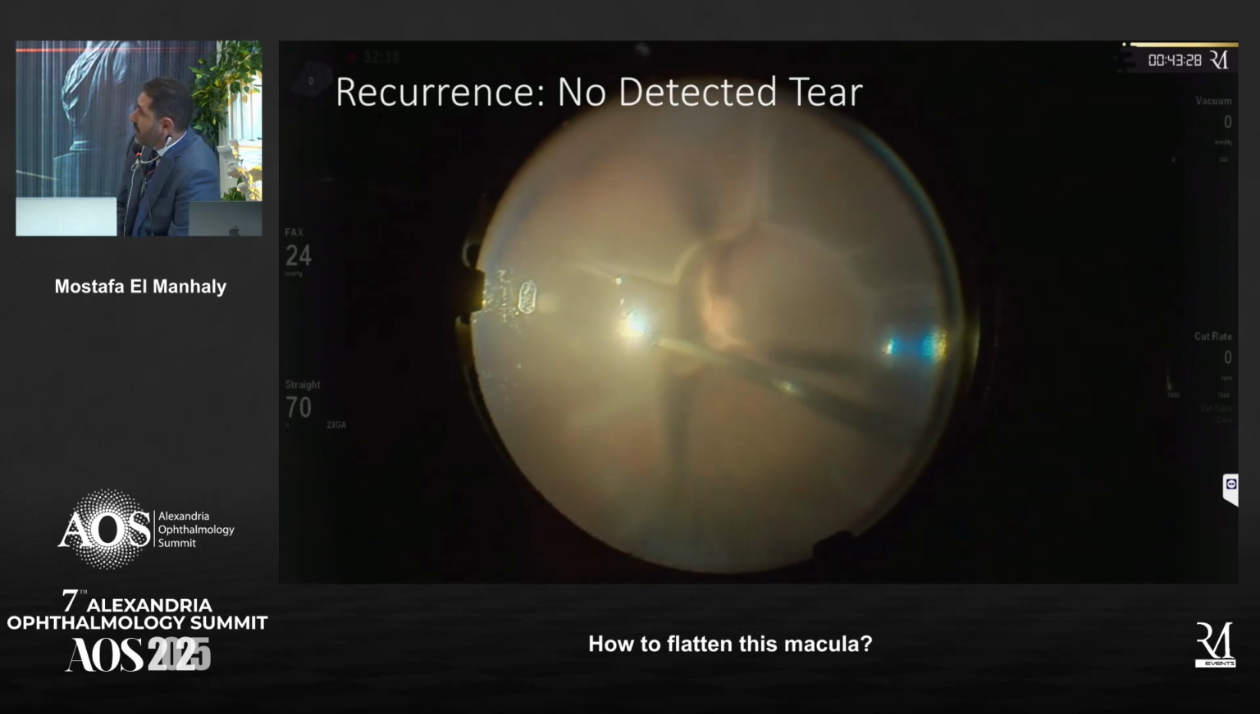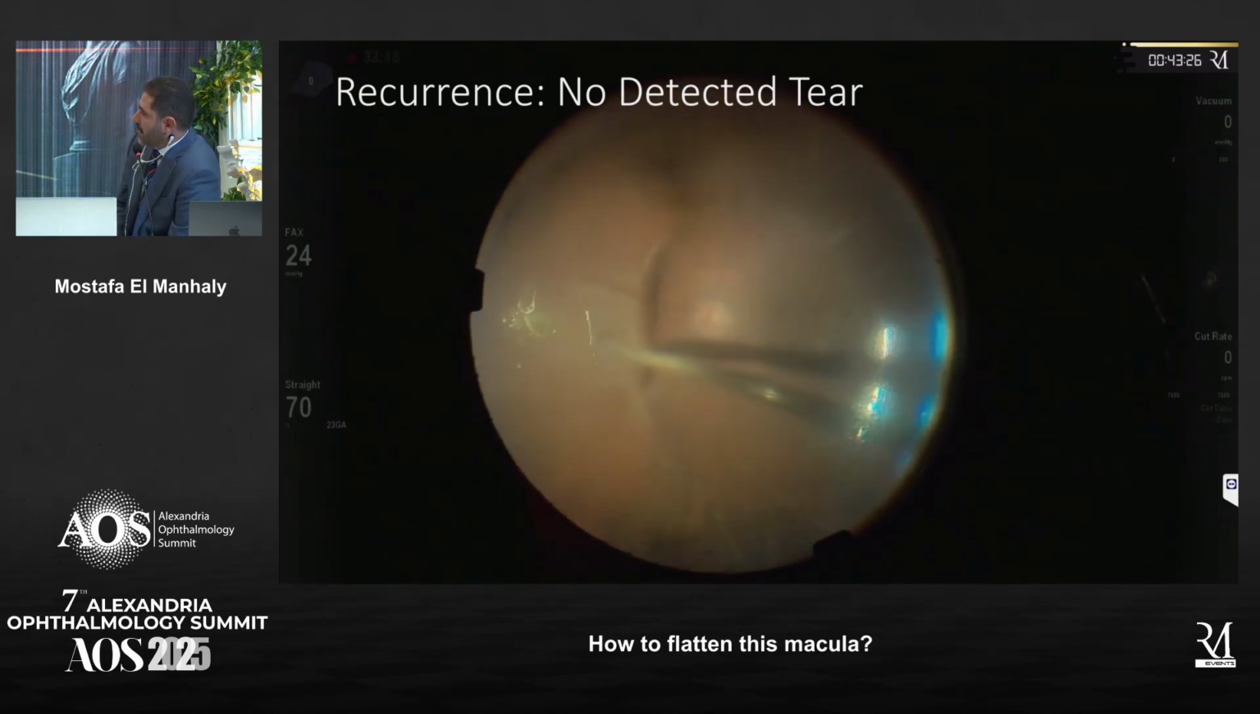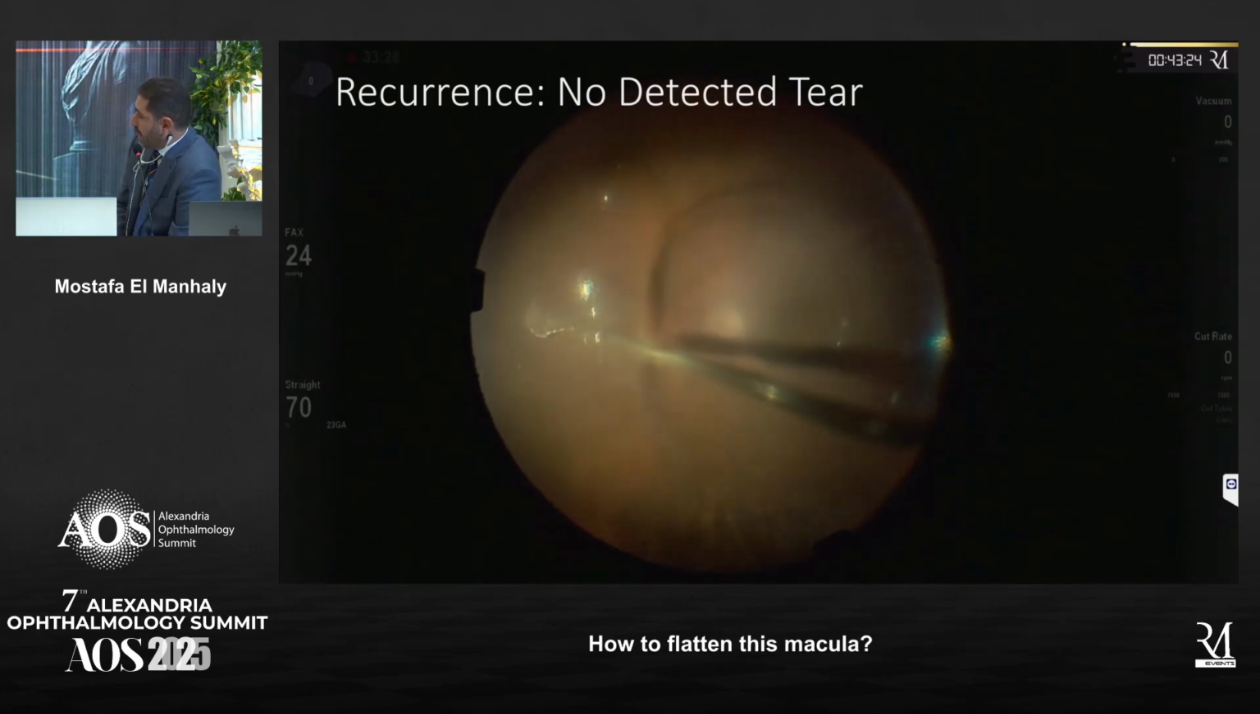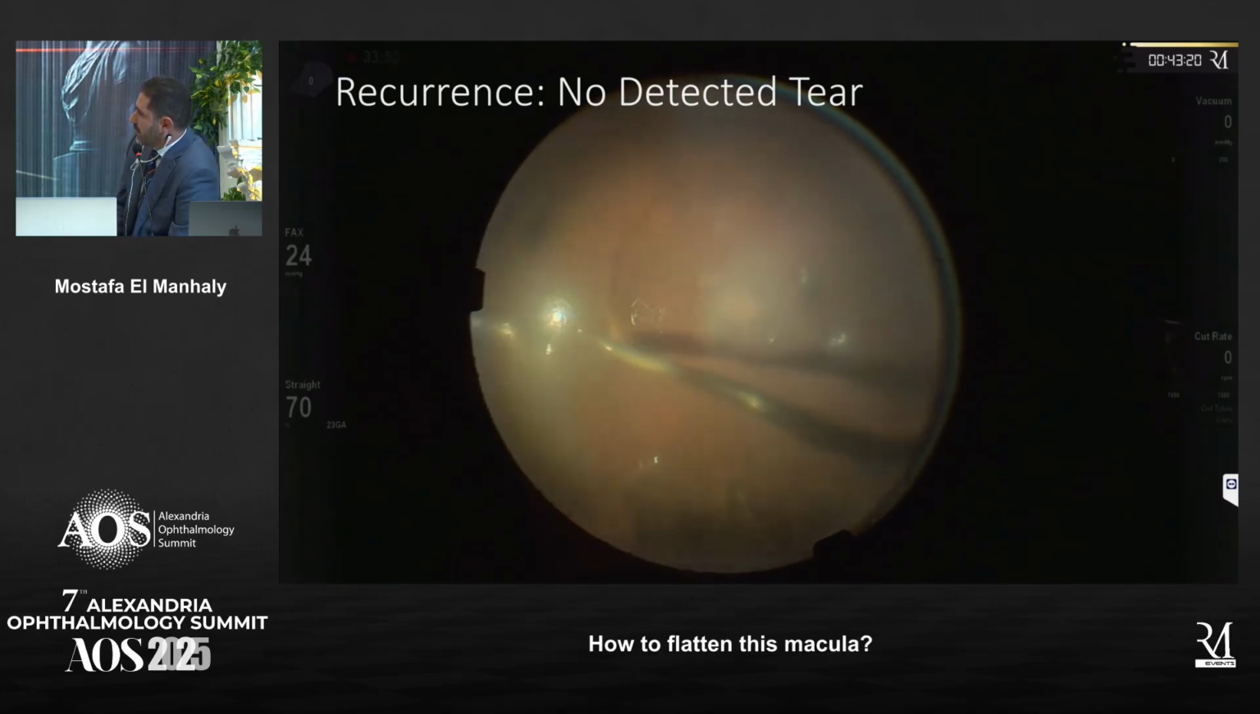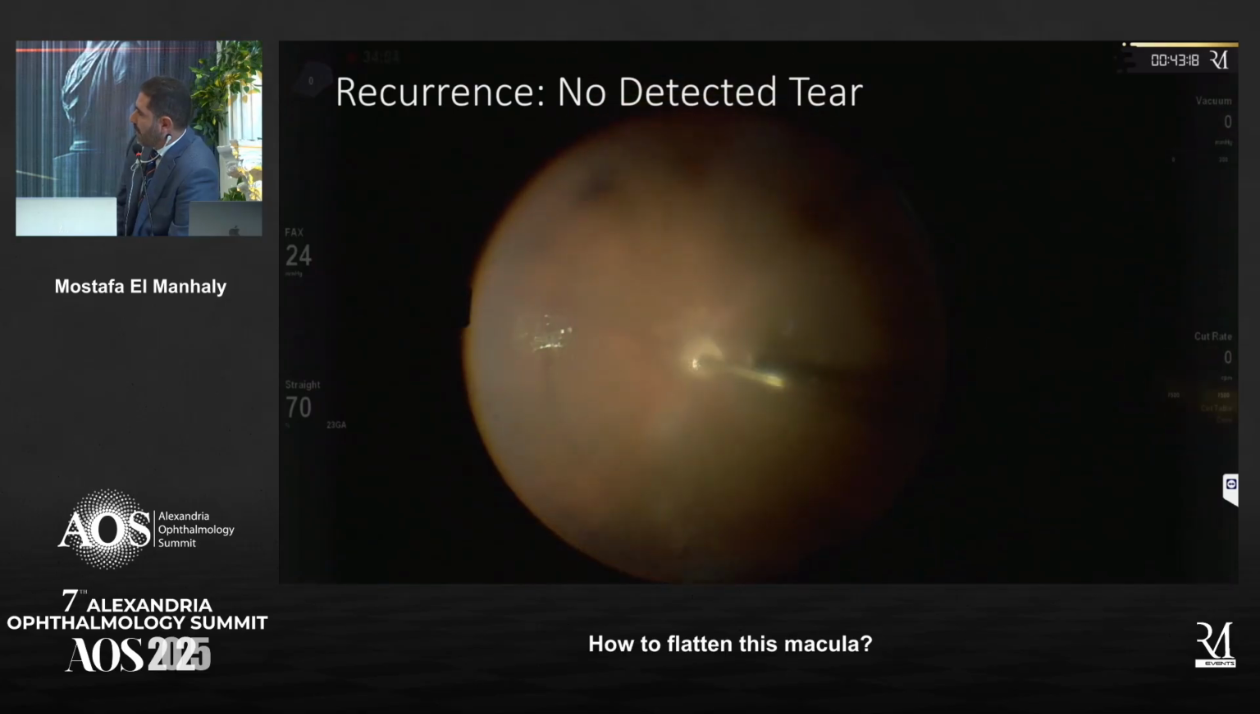If you do perfluorocarbon and the fluid goes away, so there should be some peripheral tear. Yes, that is sure, undiagnosed. This is what happened, yeah. Then you drain the fluid and do endo laser 360, and maybe you put an encircling band to support the peripheral part of the retina.